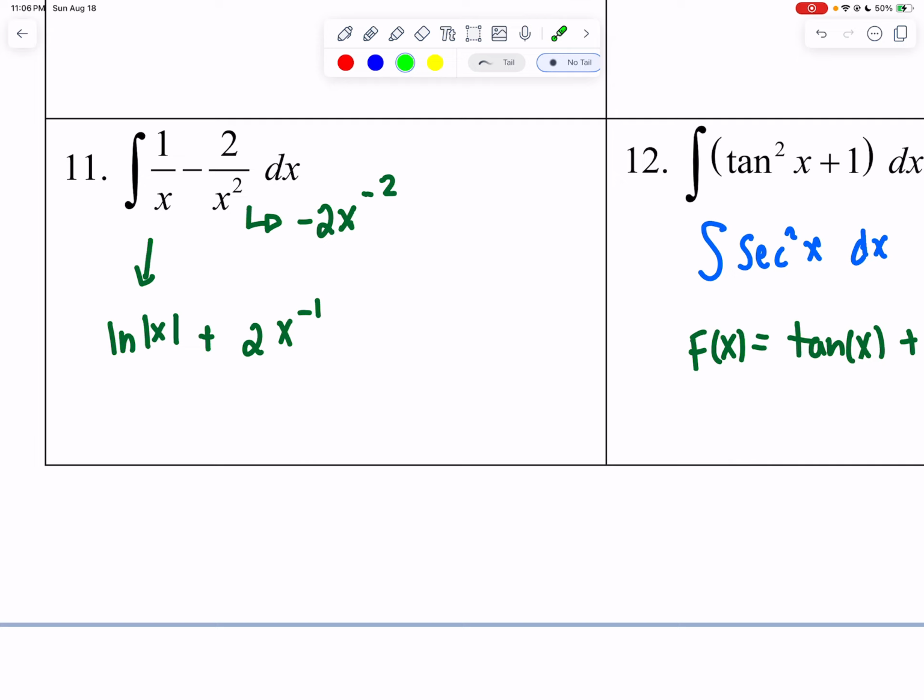Now, to make sure that this is correct, I'm going to take the derivative of this. So I'm going to multiply this. That's going to give me a negative 2. And I'm going to subtract this, which is going to give me a negative 2. So that's going to give me negative 2x to the negative 2, which is what we want. And of course, we have a plus c.